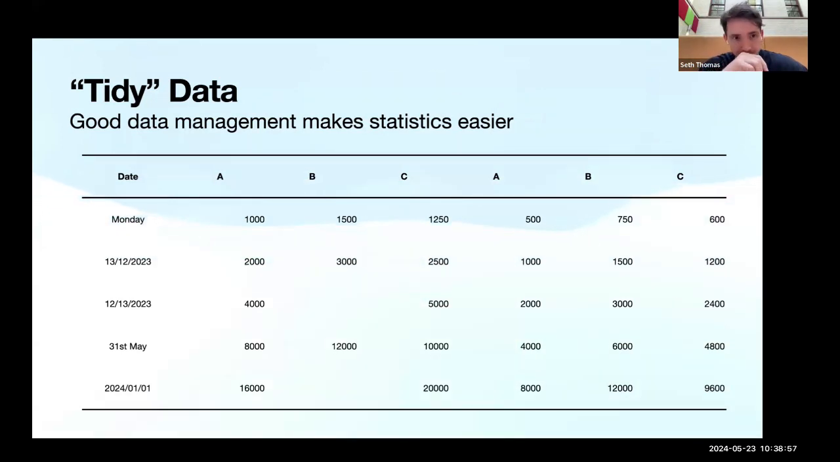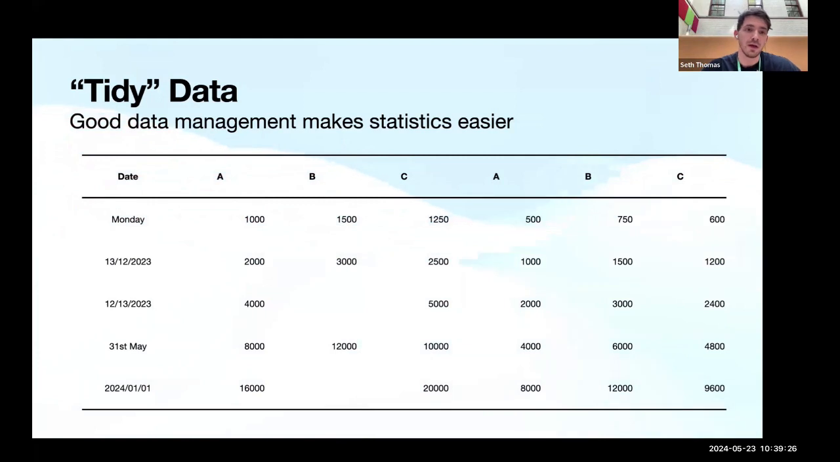However, you can see that my date column is really inconsistent. One day I've written Monday, one day I've written the date with the day first, then the month, then the year. The next day I've written it with the month, then the day, then the year. Then I've written the date in a completely different way, and then a date with year, month, and then day. That's really inconsistent and makes my analysis an absolute headache later on.